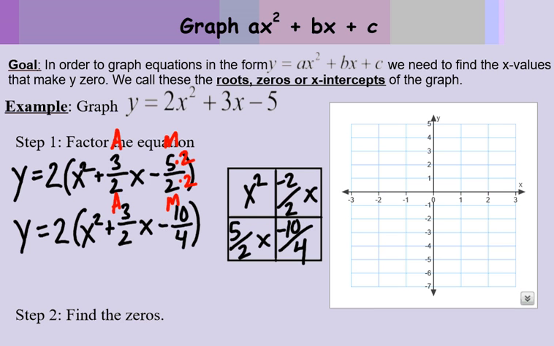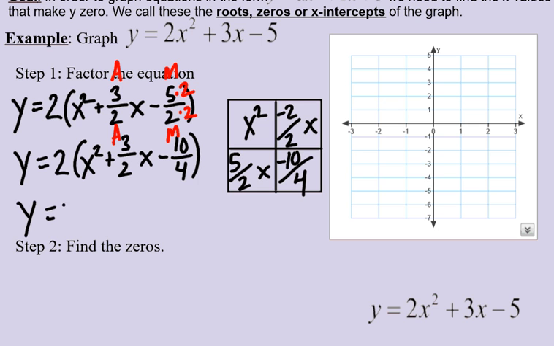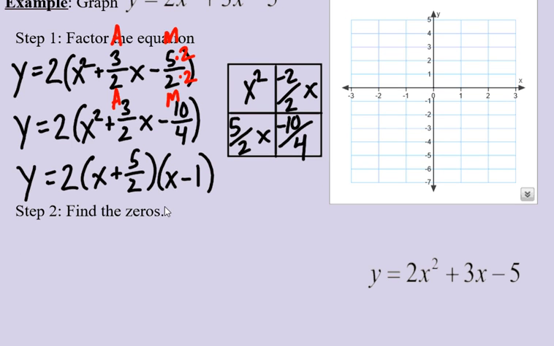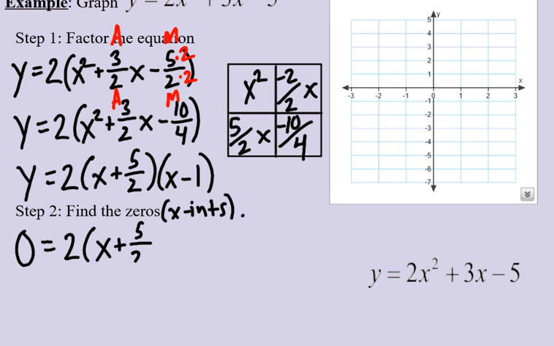So my factoring is 2 times x plus 5 halves, times x minus 2 halves, but 2 halves is really 1. So I write it like that, and it's factored. I can now use the factoring to find the zeros. The zeros are also just another name for the x-intercepts. We call them that because they're the x values that make y equal to 0. So I set y equal to 0, and now I'm going to solve. But because of my factoring, I've already done all of the hard work.